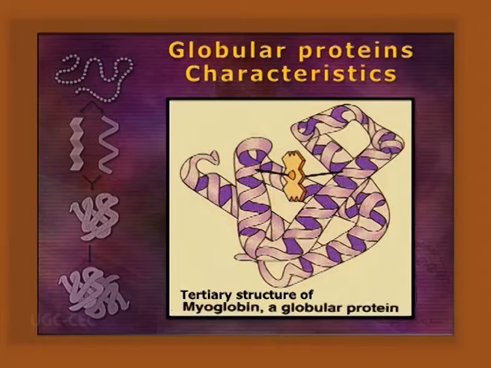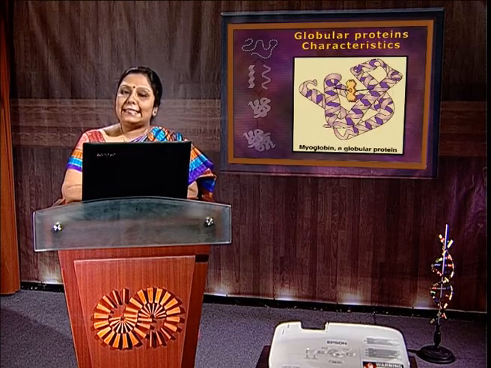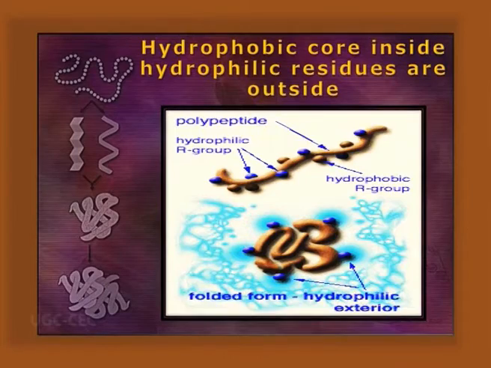Globular structure characteristics. As I have already told you, the three-dimensional structure gives rise to the compact fold detected by what sort of structure? That is the globin fold structure, and it can be detected by light scattering. Here we can find the hydrophobic core on the inner side and hydrophilic residues protruding outside.